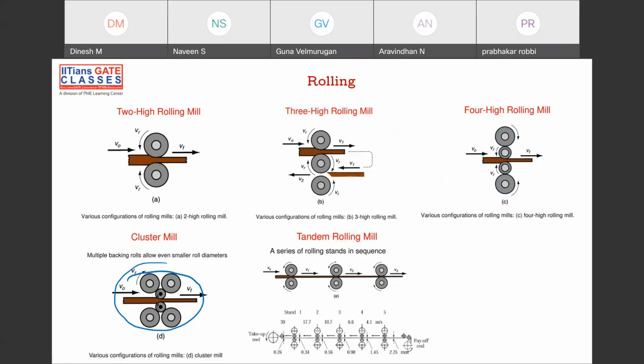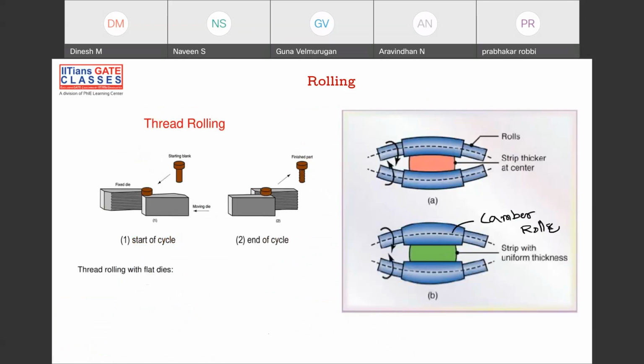Cluster mill, tandem mill, keeps on going. I'm doing from 10 to 5, 5 to 3, 3 to 2, 2 to 0.5, like that. I can keep on going, and finally I'll achieve it. This is continuous, continuously tandem. Okay, good. Next.